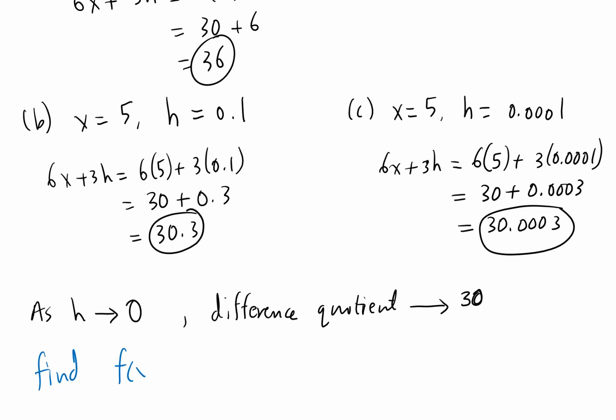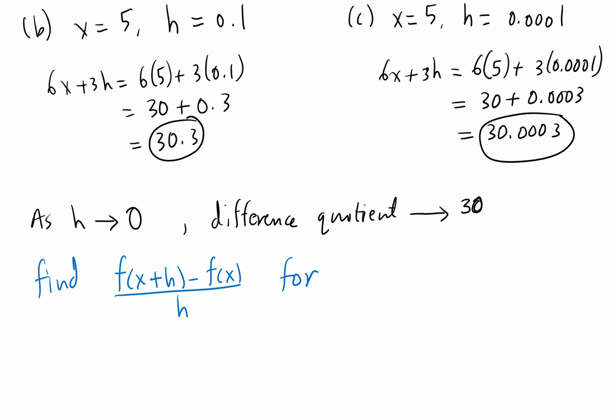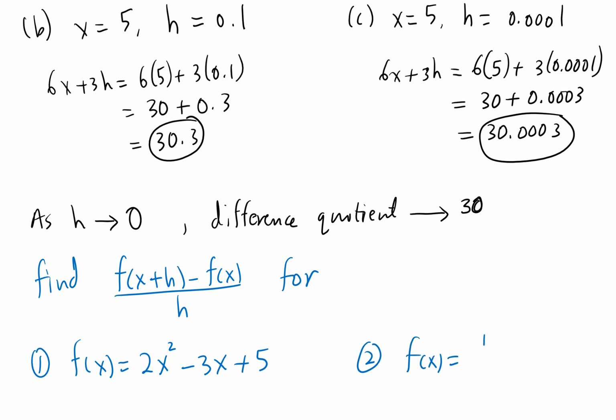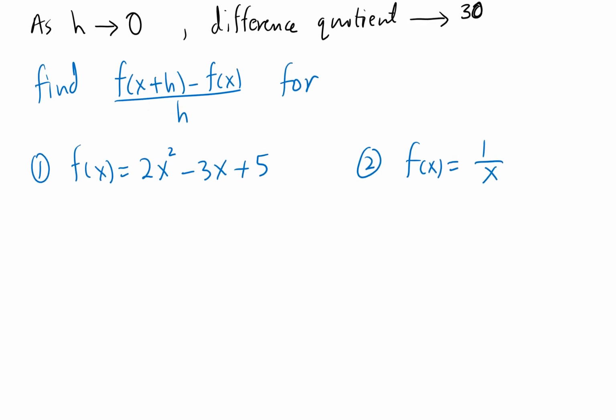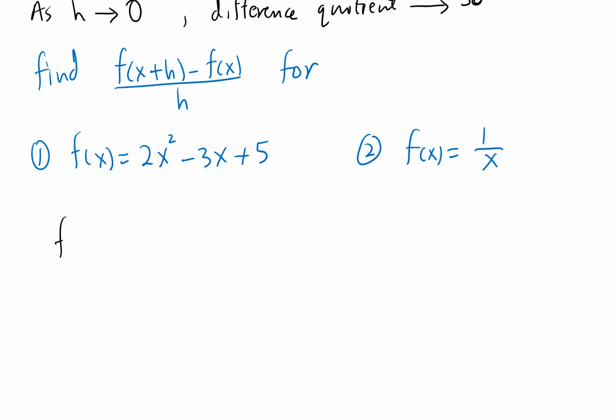Find, again, the difference quotient for the first function, 2x squared minus 3x plus 5, and the other function, f of x, is 1 over x. Let's go over the first one. f of x plus h minus f of x over h. That's what we're going to find.